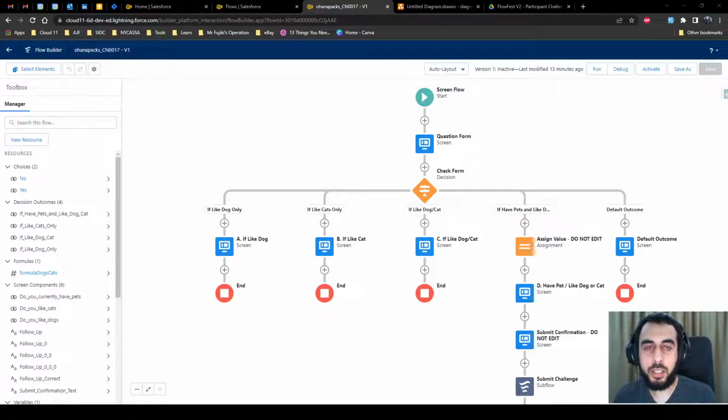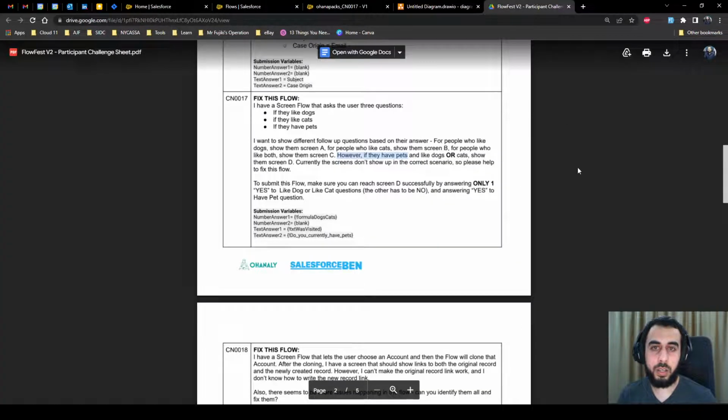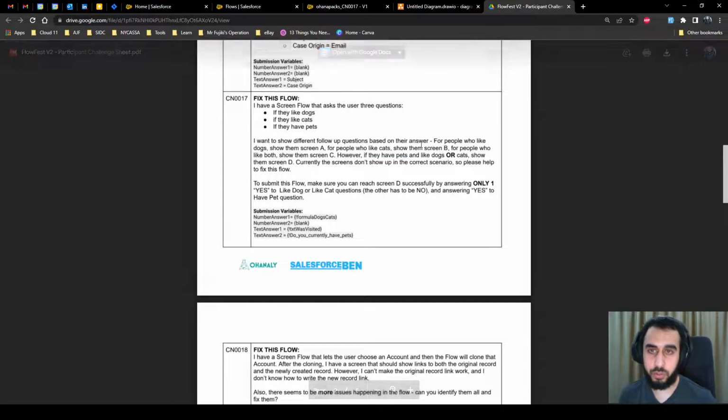Let's look at challenge number 3 from FlowFest. This is a fix my flow. This is a pre-built flow in which we were asked to fix something that is not right, and we need to fix it. Let's read the fix my flow first.